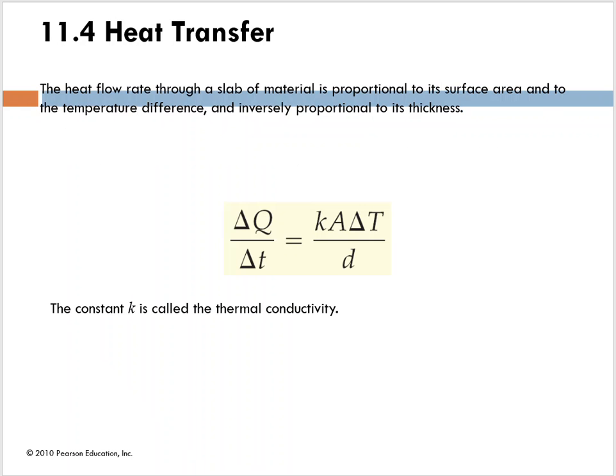The heat flow rate through a slab of material is proportional to its surface area and the temperature difference, and inversely proportional to its thickness. The constant k is called the thermal conductivity. So, as we look here, the change in energy over the change in time, energy over time, is really power, work over time. It is equal to the thermal conductivity times the area times the change in temperature over its thickness.